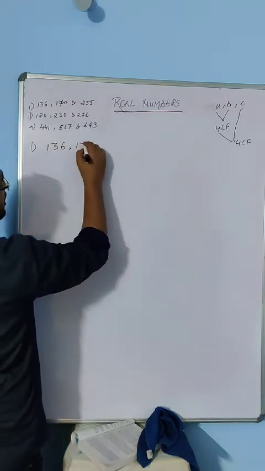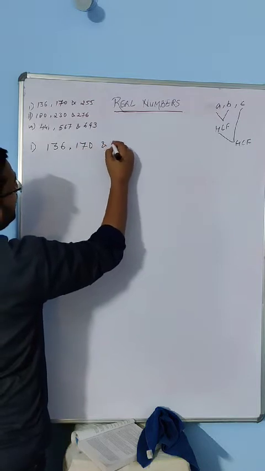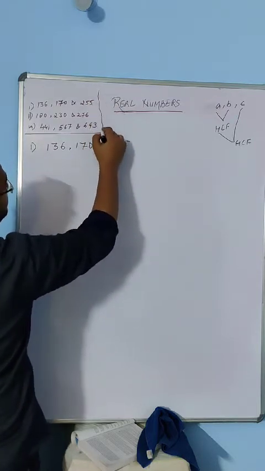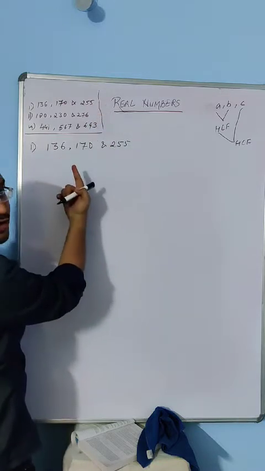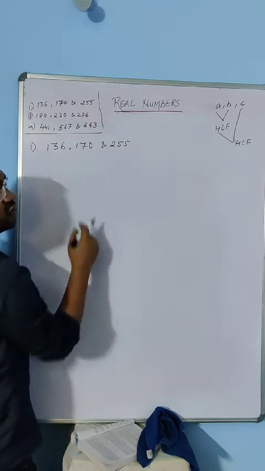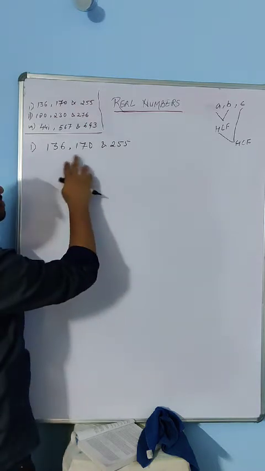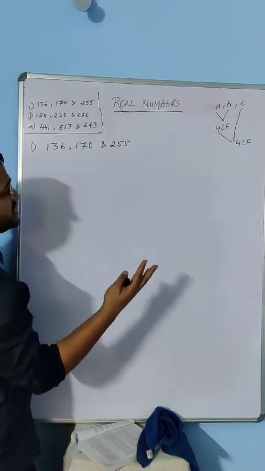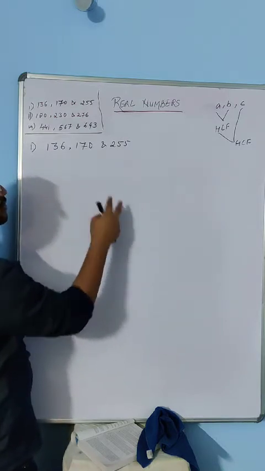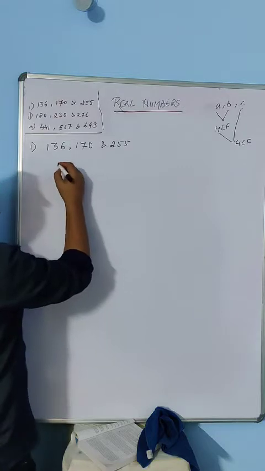136, 170 and 255. All the three questions that we are going to solve are written right here. So we'll start with the first. The first question is 136, 170 and 255. Out of these three, you can choose any two numbers at a time. So I'll be choosing these two.